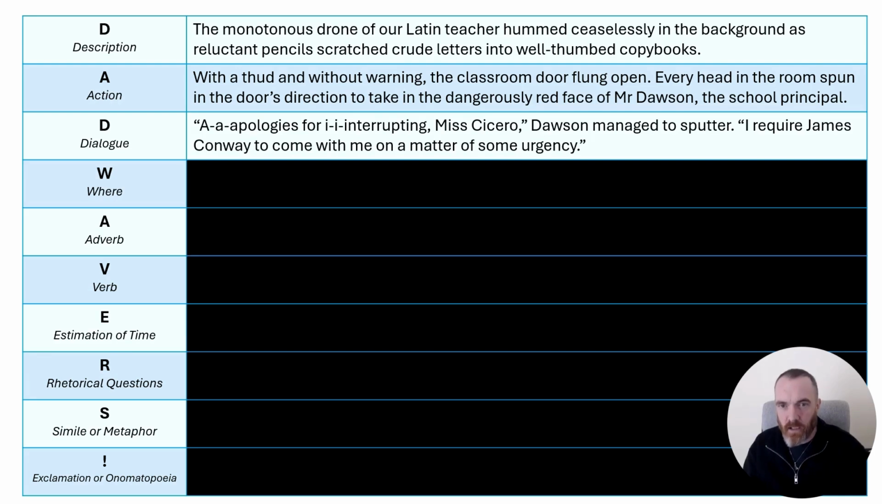"Apologies for interrupting, Miss Cicero," Dawson managed to sputter. "I require James Conway to come with me on a matter of some urgency." Now, dialogue's great for many things in storytelling. One, it can move the action forward or move the plot forward, as we can see here. Number two, it can add variety to the sentence purposes and the sentence structures, which clearly is why we're doing it to a large degree.